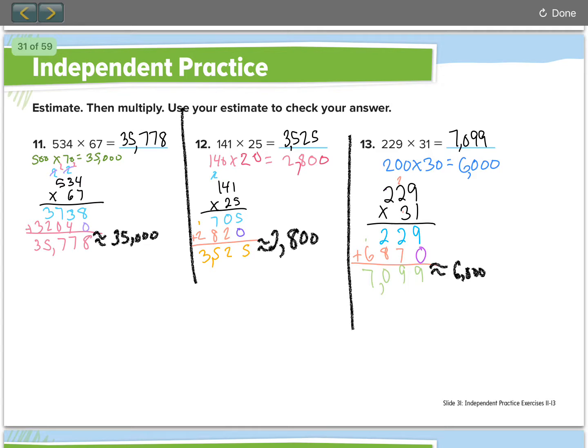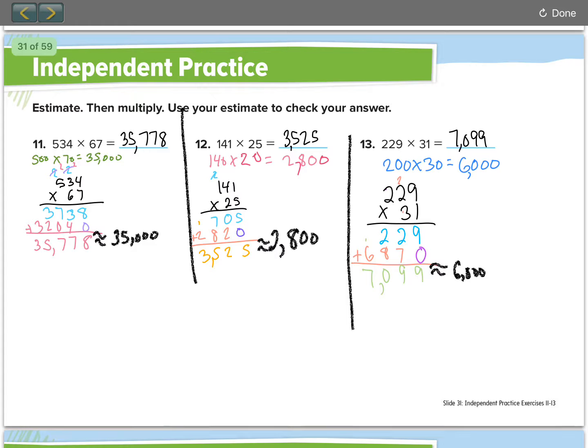My first problem is 534 times 67. First, I'm going to estimate. 534 is close to 500, and 67 is close to 70. So 500 times 70 is 35,000. Now I'm going to multiply.